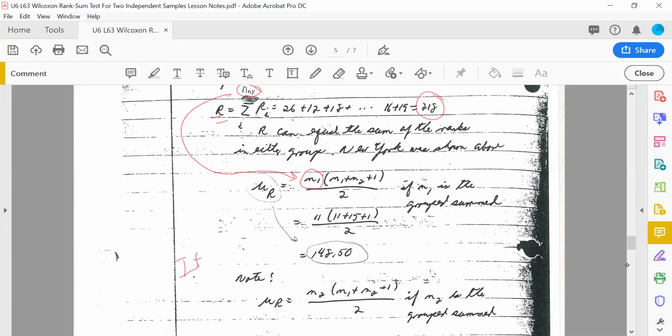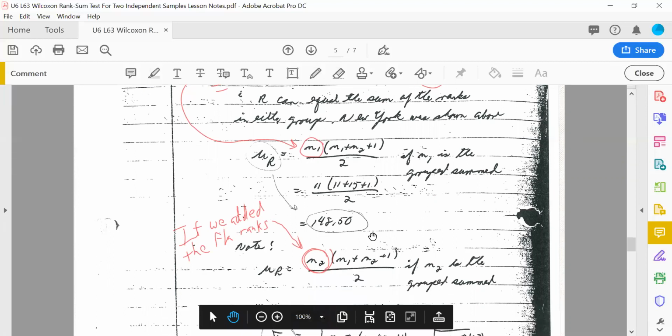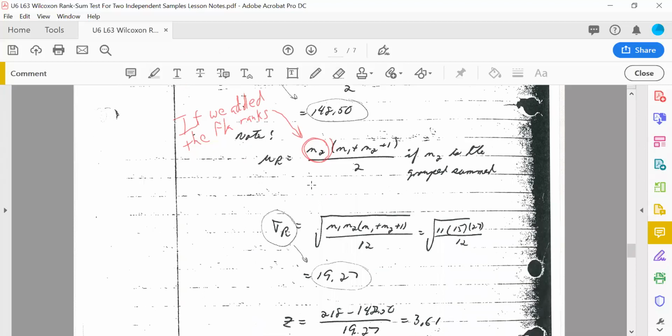This is the big point about this. If we added the Florida ranks, then you use the sample size from Florida first. You always begin with the sample size of the list that you sum up. The rest of it is identical, N1 plus N2 plus 1, all divided by 2, but you are beginning with the ranks that you added up. I hope that makes sense.